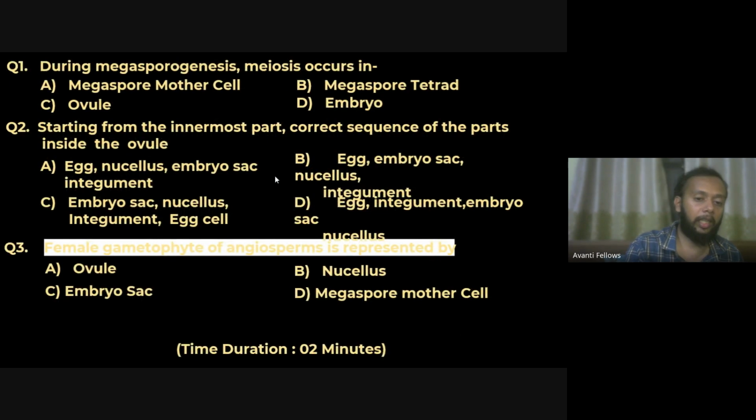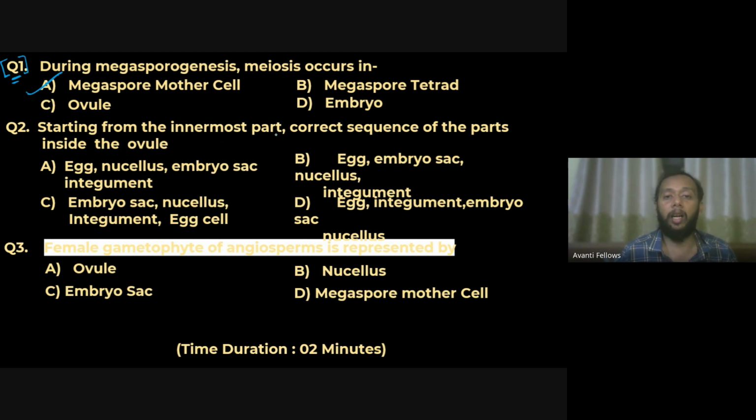Okay. These are some more questions. So now question number 1 over here. During megasporogenesis, meiosis occurs in. During megasporogenesis, where will your meiosis take place? So take your time and then tell me. You don't have to take much time. What will be the answer to question number 1, Misbah? Option A. Right. Option A is going to be the correct answer. Megaspore mother cell. Very true.